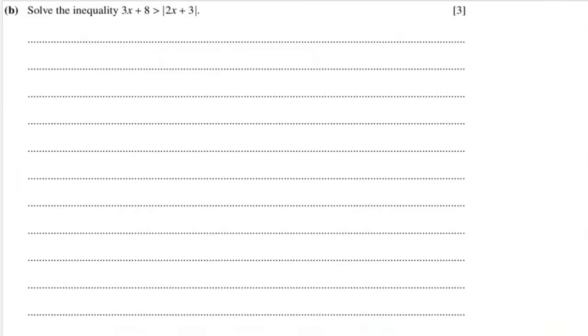All right, so this is part B of the same question. Solve the inequality 3x plus 8 greater than the absolute value of 2x plus 3. There are different ways in which I can solve this. The classical or traditional way of solving this, let me just show you. Let's call this method 1, and stay tuned, I'll show you another way of solving this using your sketch. So this is the non-sketch way.